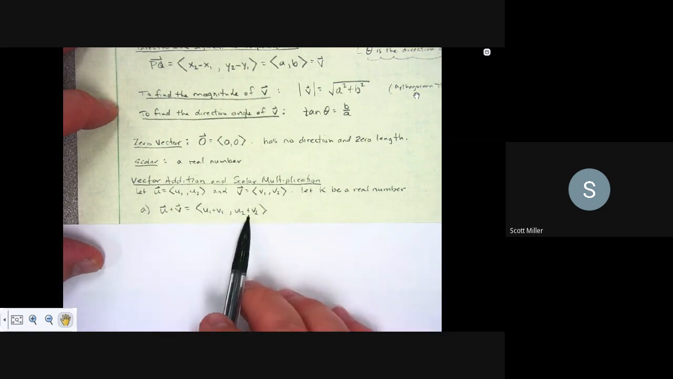And so to add vectors together, you simply add the corresponding coordinates. The x coordinates, add those together, the y coordinates, add those together, and you'll have your new vector. Scalar multiplication, k times some vector, you just multiply k to each of the components inside, and that's how you do scalar multiplication.